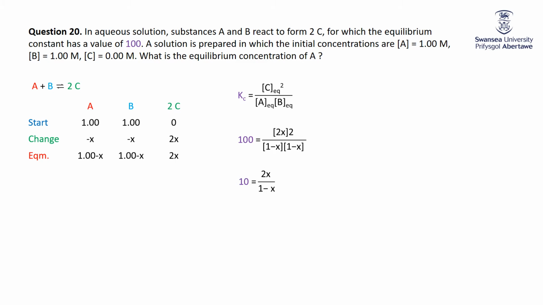Square root both sides to get 10 is 2x over 1 minus x, multiply it all out, so we get 10 minus 10x is 2x, so 10 is 12x. x is 0.83. Well, is that the answer? No, because what is the equilibrium concentration of A? That was the actual question, which is 1 minus x. So the equilibrium A is 1 minus x, which is 0.17.